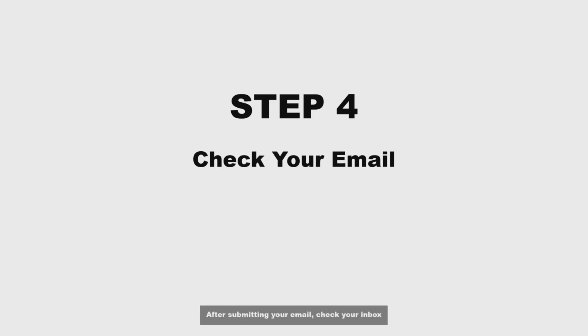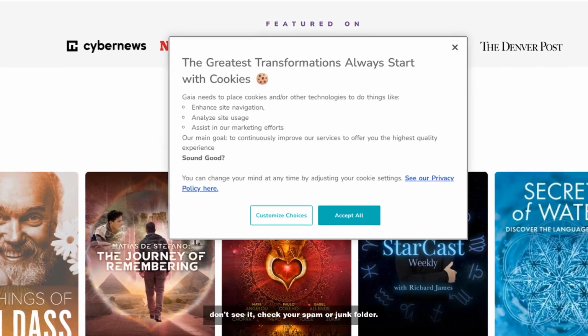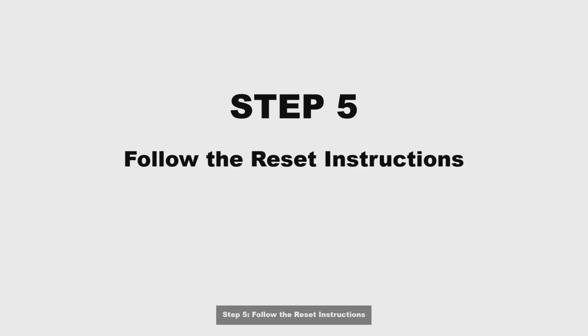Step 4. Check your email. After submitting your email, check your inbox for a password reset email from Gaia. If you don't see it, check your spam or junk folder.